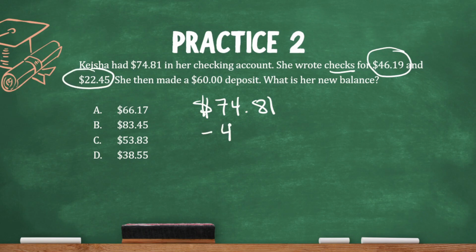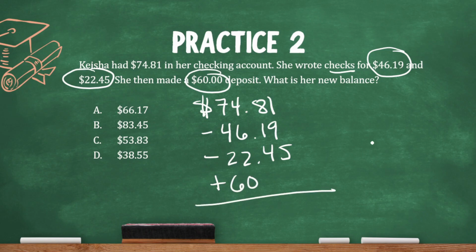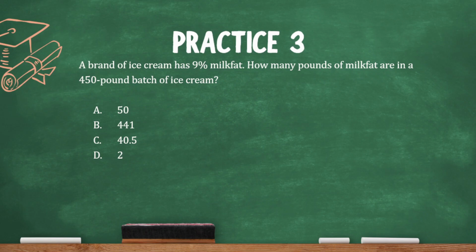So let's go ahead and do that. So minus $46.19 and minus $22.45. And then when you make a deposit, you're adding that number to your total balance. So we're going to add 60. And let's go ahead and use the calculator and figure out the answer. So 74.81 minus 46.19 minus 22.45 plus 60. And the new balance is A, $66.17.